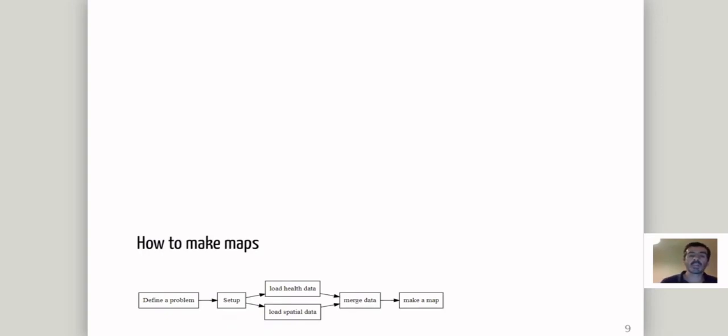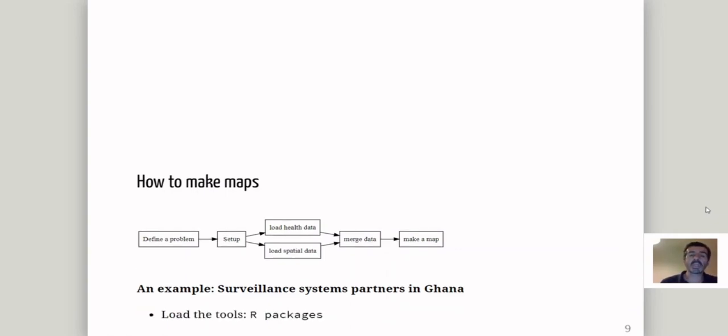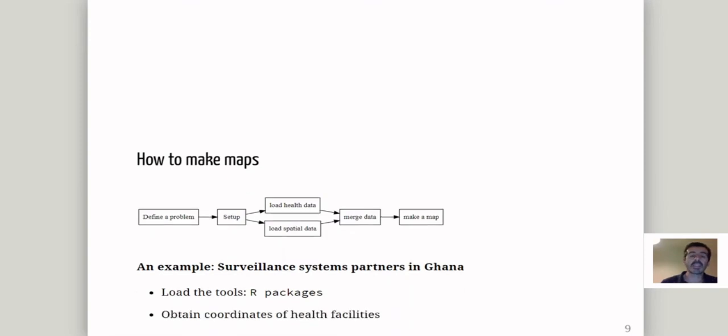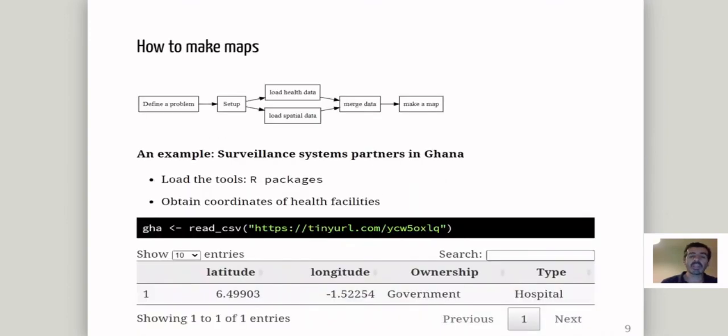Let's say we are interested in finding out surveillance system partners in Ghana. In this case, I'm referring to hospitals as a source of information for antimicrobial resistance surveillance. We want to plot them. We want to find out where they are. So what we need is to set up our computer in R. That means that we need to install some packages, and then we need to obtain some spatial information about the health facilities. So we do that by looking at this web address, and then we get our information in our computer. And this is the information we are going to plot.